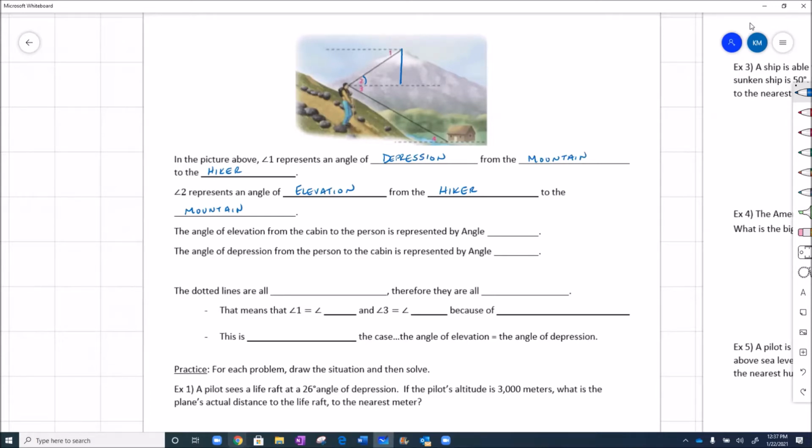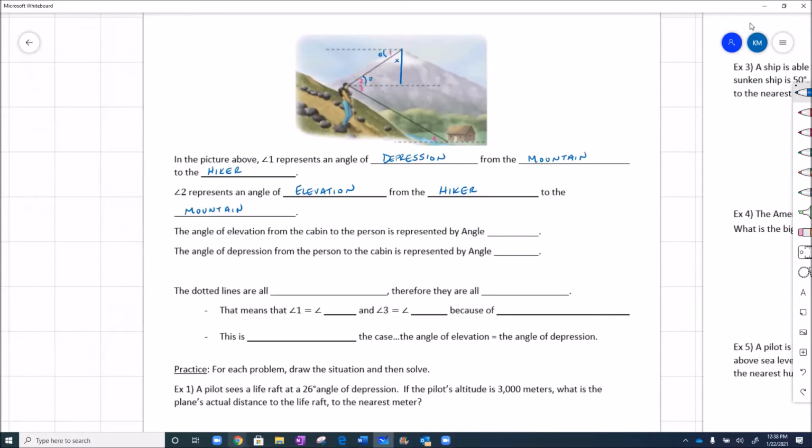When we look at these angles here, we should notice that the angle of depression is here outside, where a lot of people will take it and make it inside of our triangle. So make sure that you remember that angle of depression is outside of our triangle.